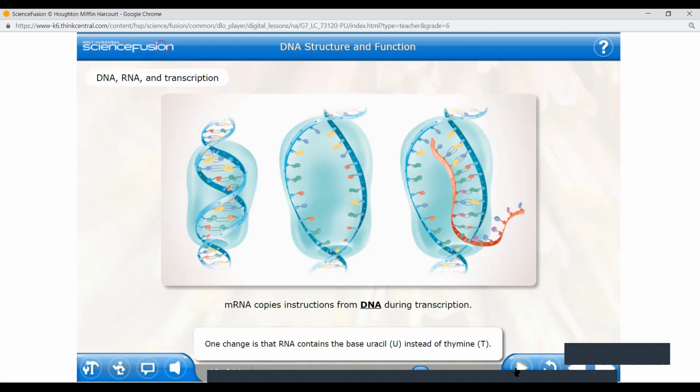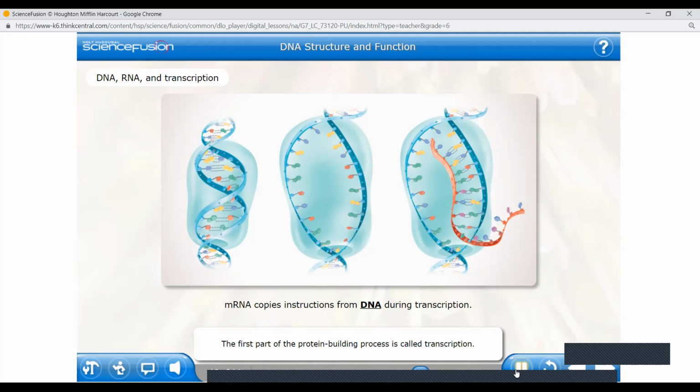So did you see the major difference between RNA and DNA? What is the major difference? Only the base thymine. Instead of the base thymine, the base uracil is there. Okay, girls? Okay. In RNA, adenine, A, pairs with uracil, U.